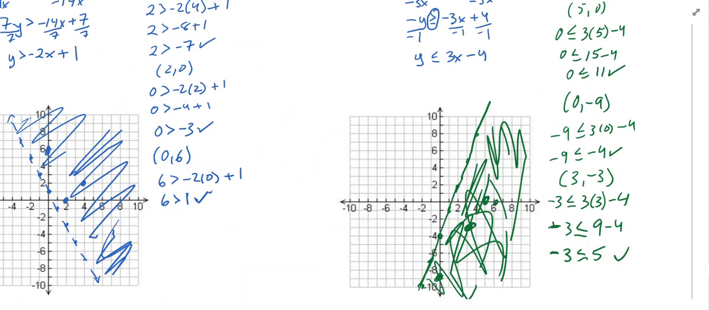Okay, so let's see how you did. So this one, since it was y is less than or equal to, it was a solid line, and less than is you shade below the line. And so I shaded everything below the line, and then I checked my 3 points that were within this shaded area, and they all verified. They were all correct.